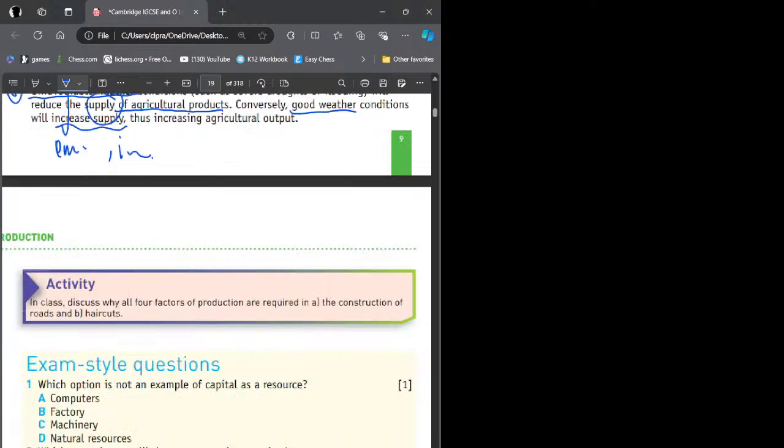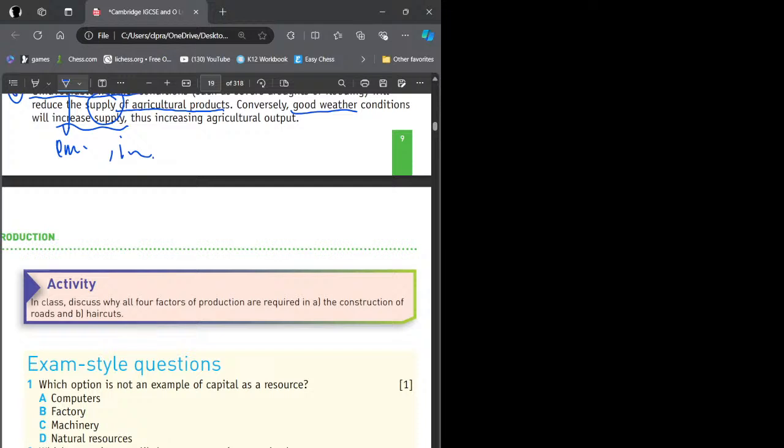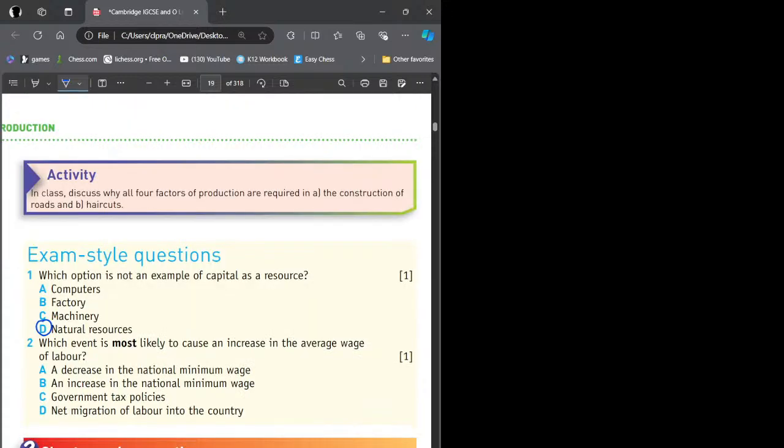So let's look at this. Which option is not an example of capital as a resource? 5, 4, 3, 2, 1. Natural resources. Question 2. Which event is most likely to cause an increase in the average wage of labor?